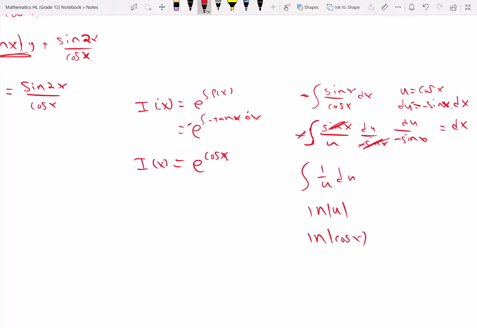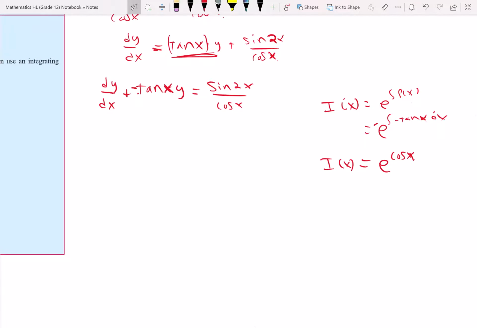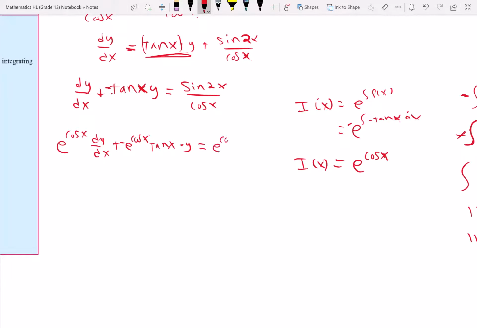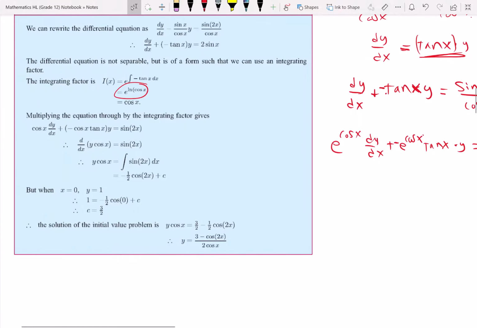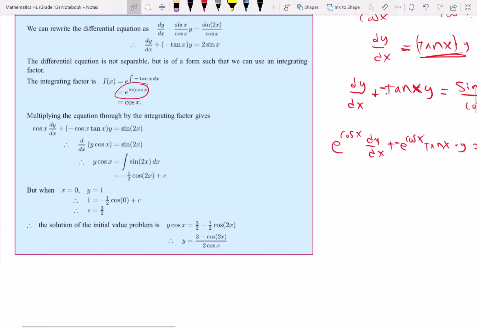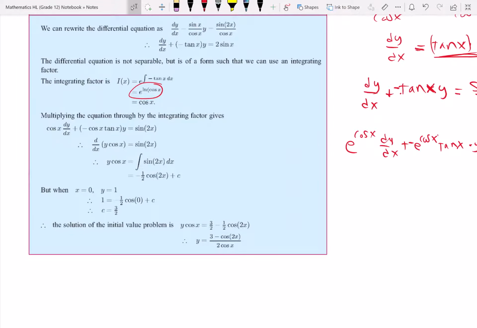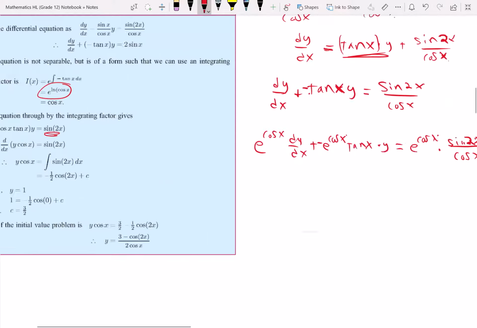That's our integrating factor. Okay, we take that and we multiply it everywhere. So it's going to be e to the cosine x dy dx plus e to the cosine x, I will put the negative over here because we're multiplying by tangent, tan x times y, and that's equal to e to the cosine x times sine 2x over cosine x. Right, let's just make sure we're on track with what they have here. Yeah, and then, oh, I see why. Sorry.